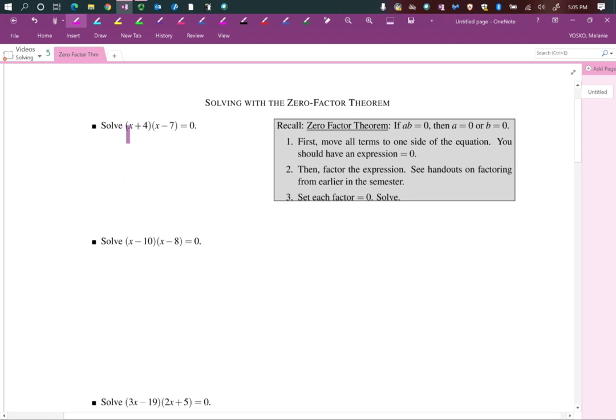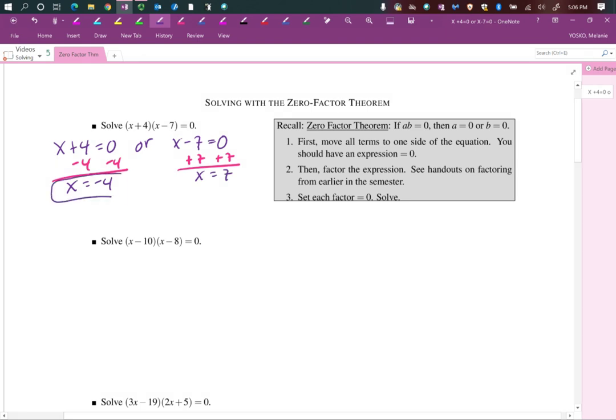So let's do an example. Solve x plus 4 times x minus 7 equals 0. Do you see we have a product? Okay, so what we're going to do is take each piece individually and set it equal to 0. So x plus 4 equals 0, or the second piece equals 0. And then we solve these. Subtract 4 from both sides. So we see x equals negative 4. Add 7 to both sides. That way x is all by itself. When we do that, we see x equals 7. So our answers are x equals negative 4 or x equals 7.